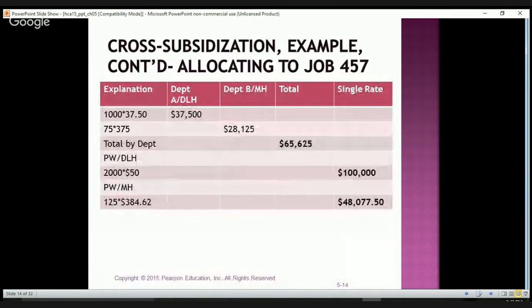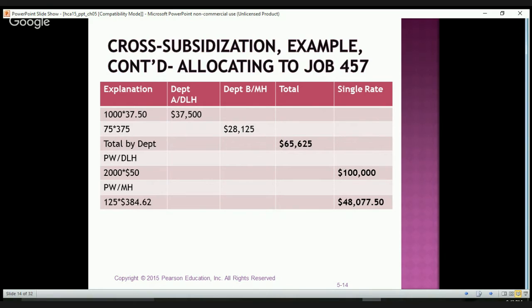If I take the 1,000 times 37.50, I get 37,500 for Department A costs. And if I take the 75 times the 375 for Department B, my costs are 28,125. If I add those two together, I get 65,625, and that would be the overhead cost allocated based on department. Now, if I do a plant-wide, I'm going to take the 2,000, which is the total number of direct labor hours involved in this product, and multiply that by 50, the plant-wide rate, and I get $100,000.